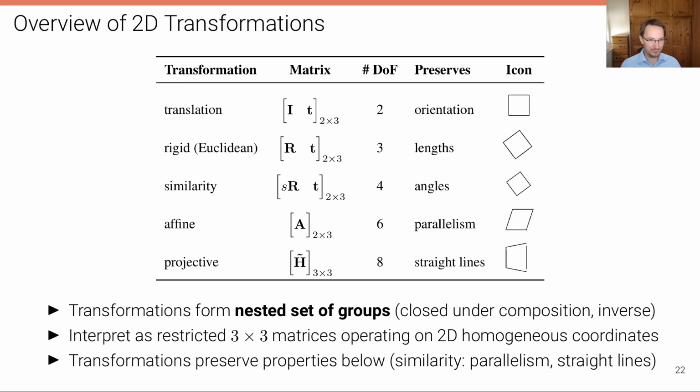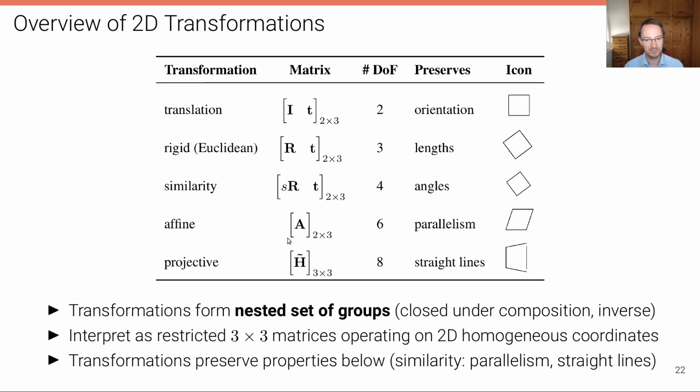So here's an overview of 2D transformations. We see the hierarchy: translation, Euclidean transformations, similarity transformation, affine and projective transformation. We see their representation, the degrees of freedom, what they preserve, and here an illustration of what they do. So we see that these transformations form a nested set of groups, which is closed under composition and inversion. So these are defining mathematical groups, and they can be interpreted as restricted 3x3 matrices operating on 2D homogeneous coordinates.